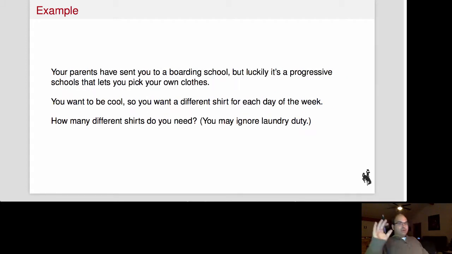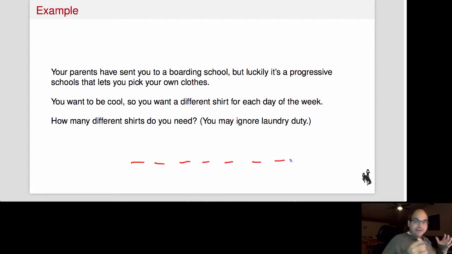Okay, let's say that we go to boarding school again, right? But this time we go to a nice progressive boarding school that says, oh, go ahead and pick your own clothes, right? So what we'd like to do is to have a different shirt each day of the week. Okay, we're gonna forget about laundry day. So we just need 1 shirt for each day of the week. So how many different shirts do we need, right? Now, how am I going to do this? Well, this is kind of like the sum principle or the pigeonhole principle. So what I have is 1, 2, 3, 4, 5, 6, 7 different pigeonholes, right? Because I have Monday, Tuesday, Wednesday, and so on up to Sunday, right? And for each one of those, I need to put a slot.